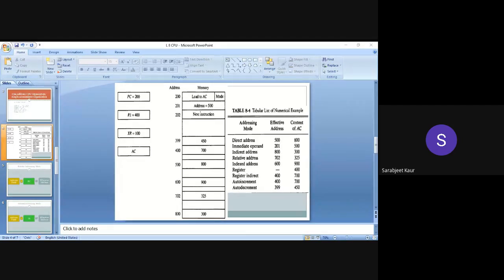Is that okay? 600 as the effective address. When I go to 600, I get 900 as the operand. Is this clear to everybody?